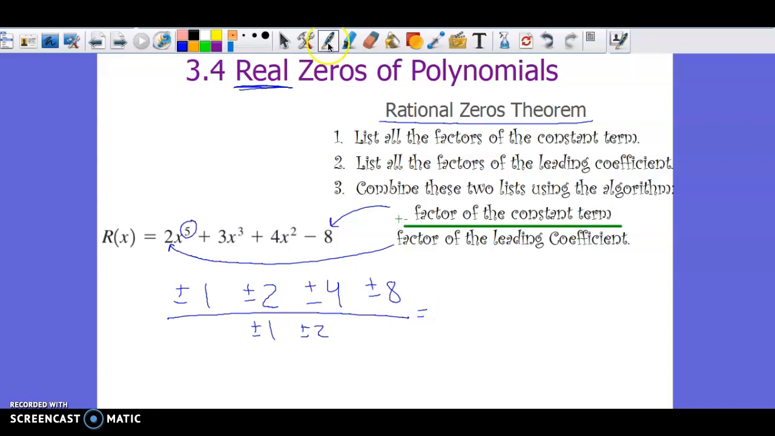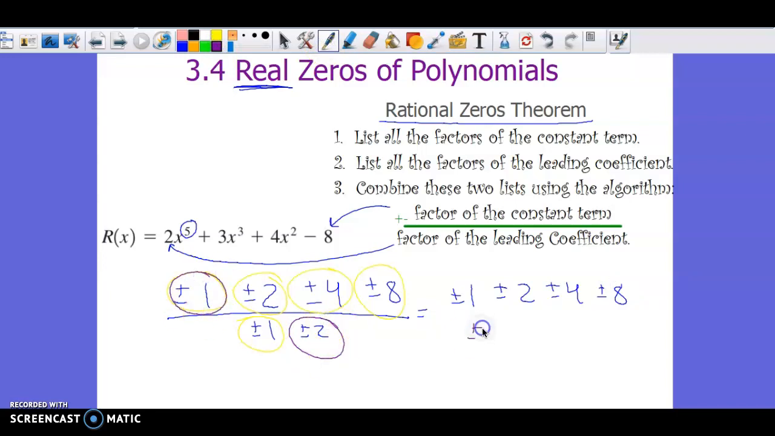Now what we want to do is we want to divide. We want to take everything and divide by 1. So 1 over 1 is 1. 2 over 1 is 2. 4 over 1 is 4. 8 over 1 is still 8. So I'm going to list all of those. Then I have to do everything divided by 2.